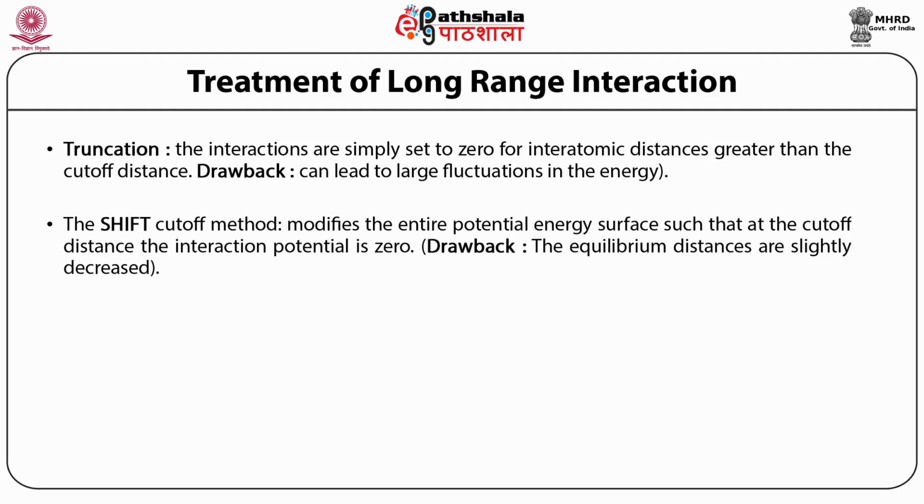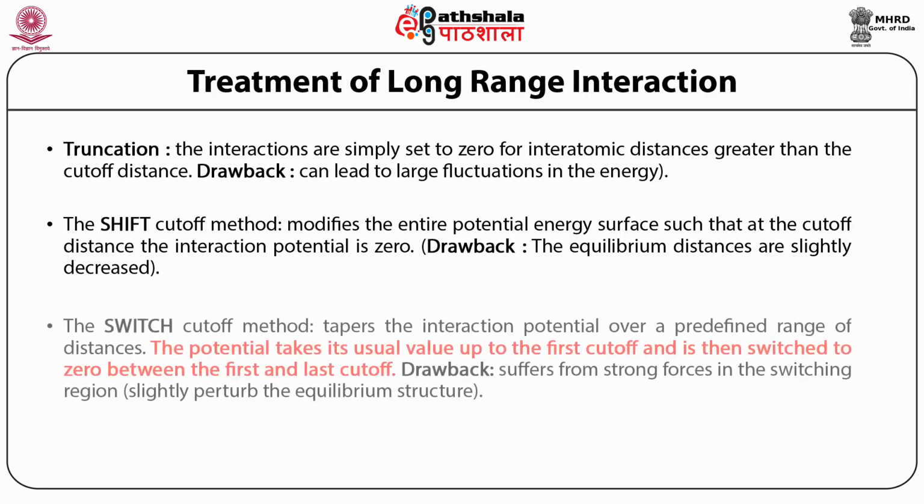So for your entire potential surface you calculate, and you use the distance a little bit more to calculate the potential energy. The drawback is that the equilibrium distance, what we normally take, may be slightly decreased. The calculation does not matter in this shift cutoff system. However, a better method would be to do the switching.